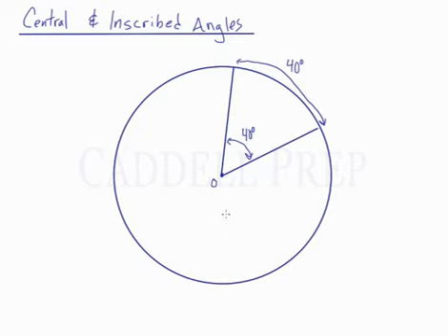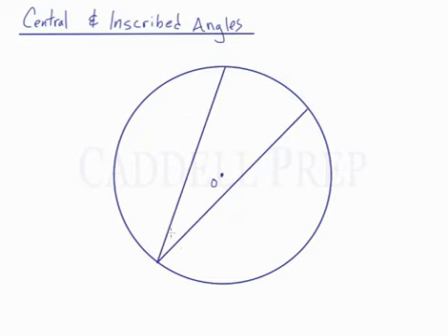Let's look at inscribed angles now. Inscribed angles have their vertex on the circle. So this type of angle is an inscribed angle. And again, let's say that the measure of this arc is 40 degrees. Then the measure of this inscribed angle is directly related to that. Inscribed angles are half of the arc they intercept.